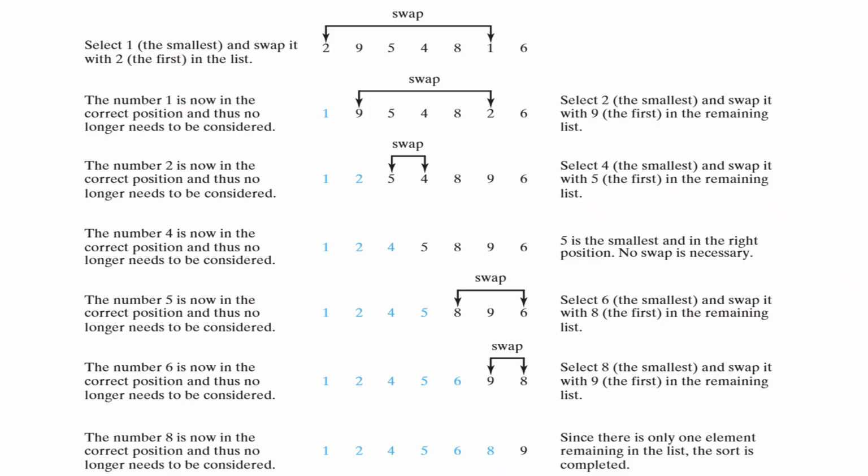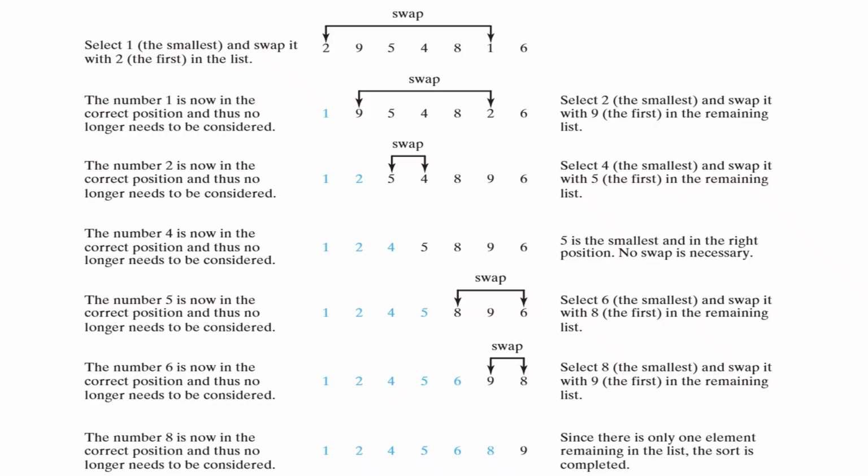and next we have to check 5, and the next smallest element is 6. 5 is obviously smaller than 6, so no need for swapping. And the next element is 8. 8 will be checked with the remaining element 6. So 8 is greater than 6, so now we have to swap it. So 6 will come to the 8's position, 8 will go to the 6's position.